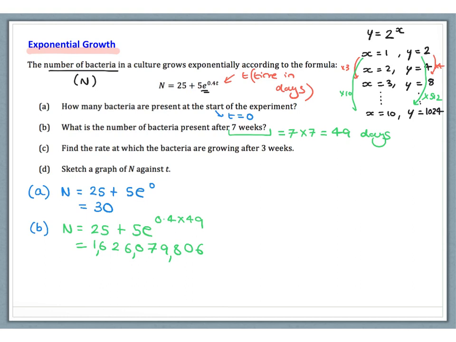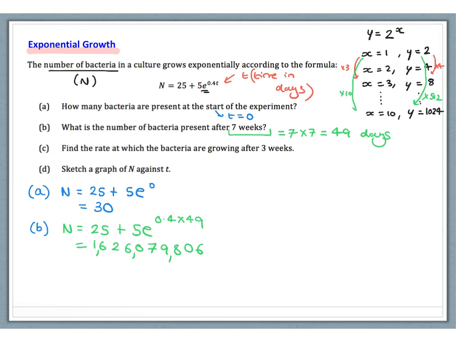So we have an answer of 1,626,079,806. Now this makes sense because we know bacteria multiplies very, very quickly, very, very rapidly. So after 7 weeks, when we started with 30 bacteria, we've now ended up with 1 billion bacteria. And that is exponential growth.